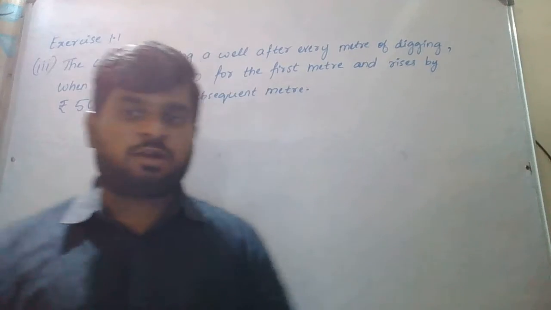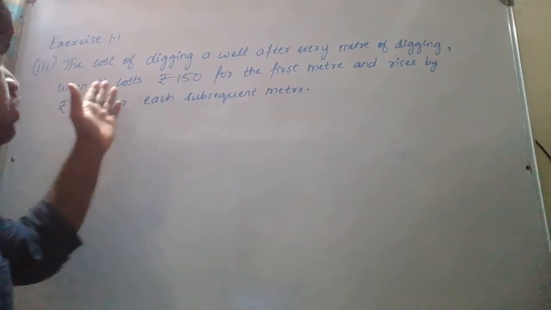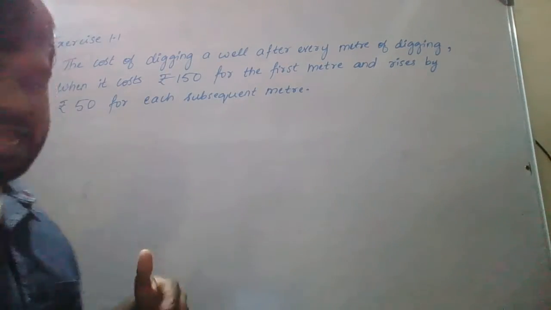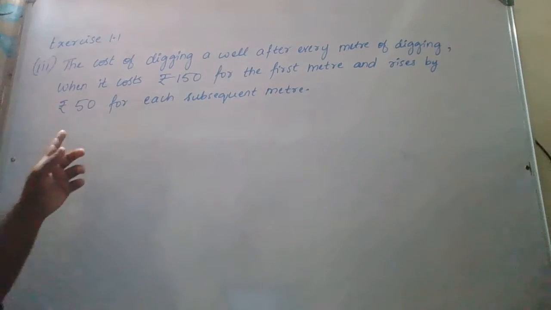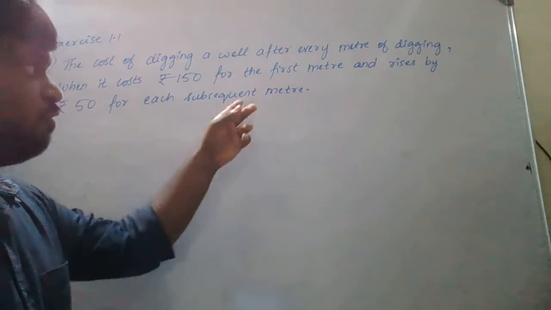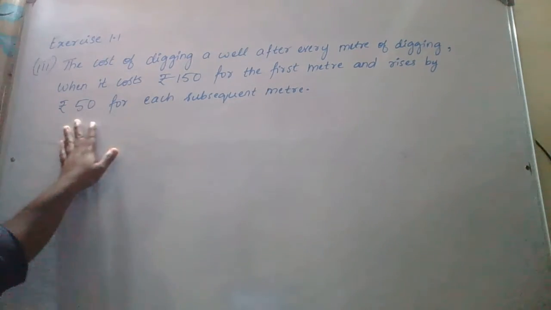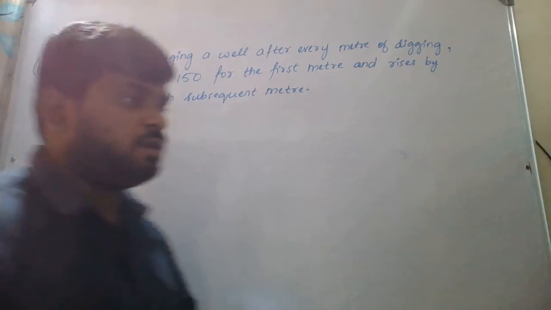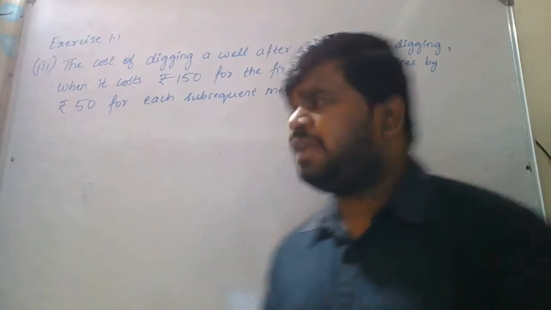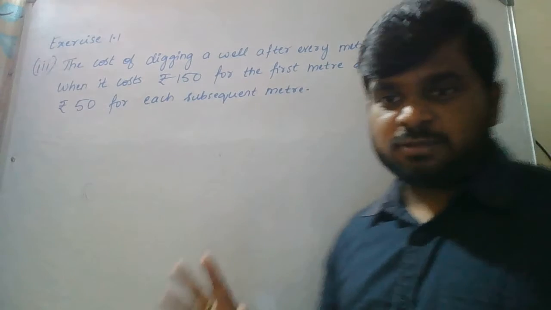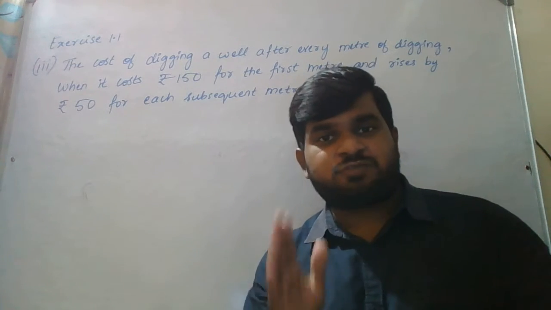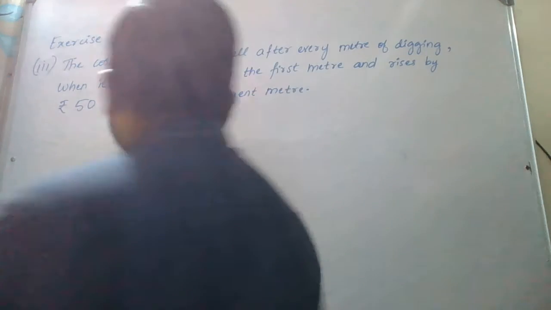Okay, let's solve the third question, students. The cost of digging a well after every meter of digging, when its cost is rupees 150 for the first meter and rises by rupees 50 for each subsequent meter. I have to find whether that cost is forming an AP or not. Okay, what is the condition?